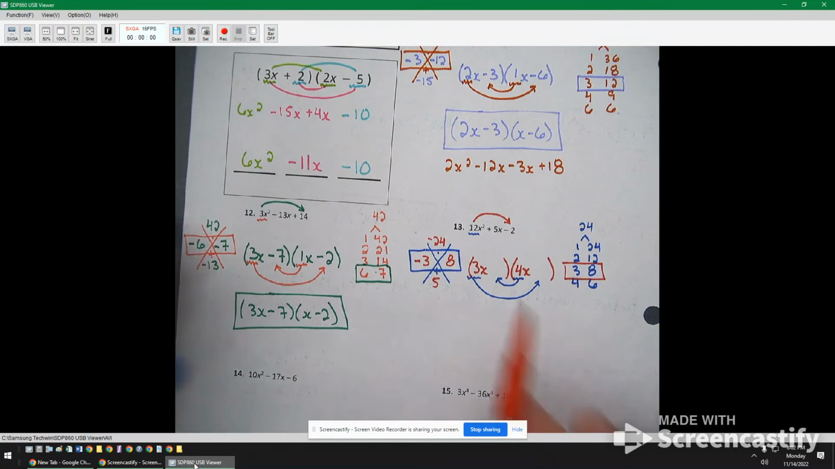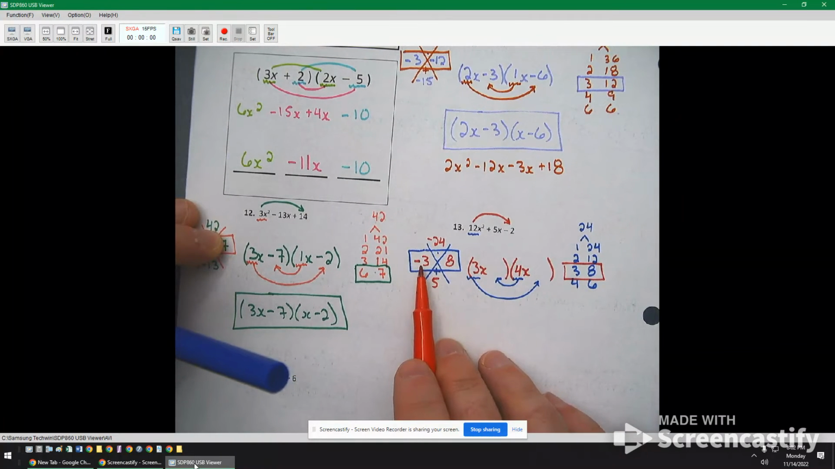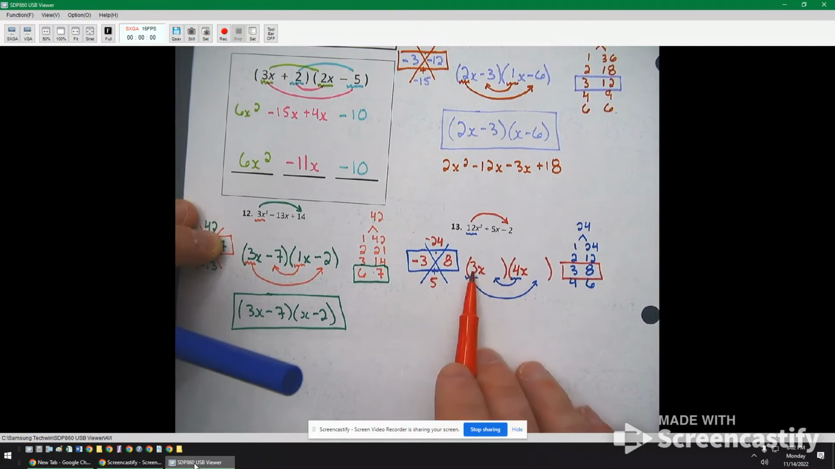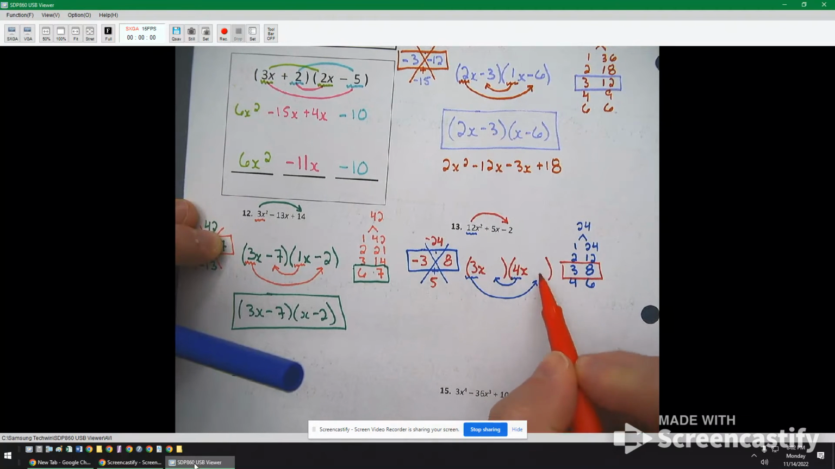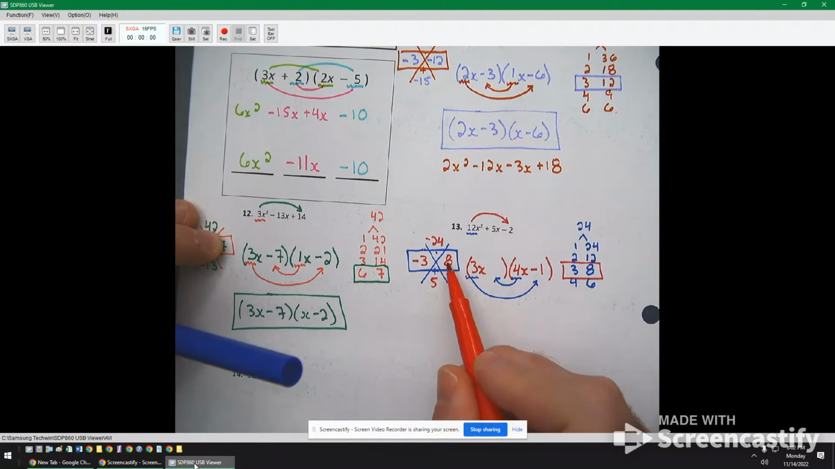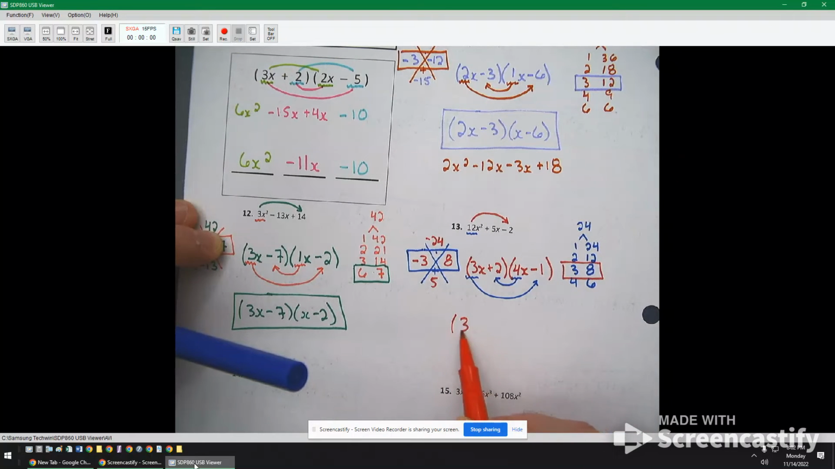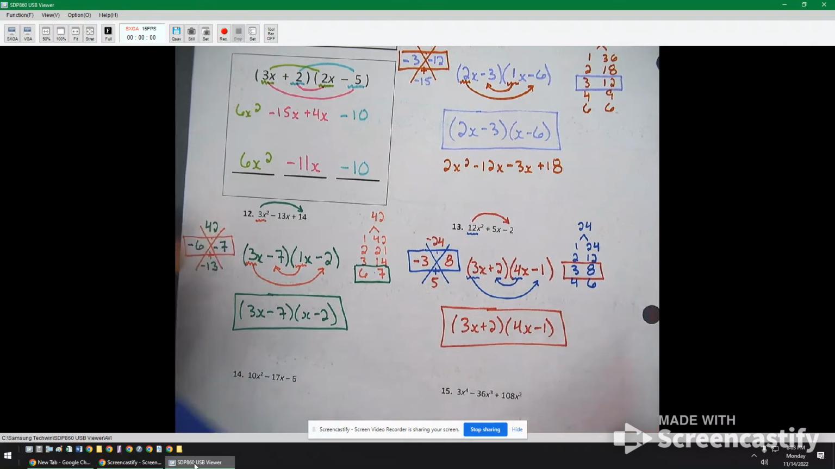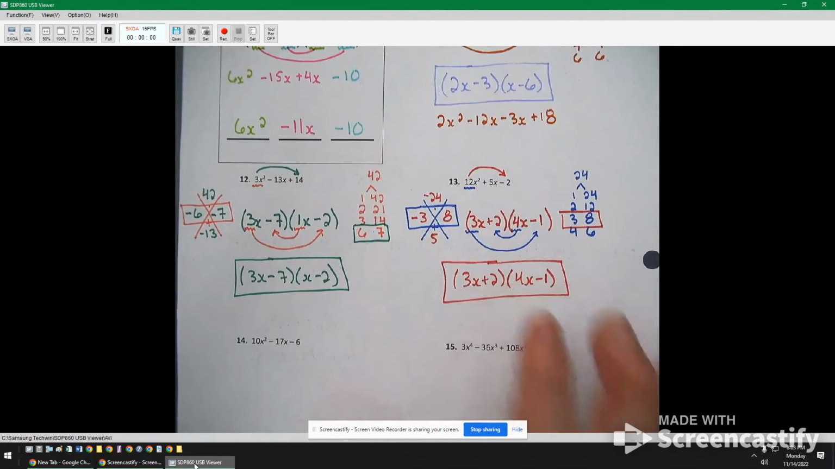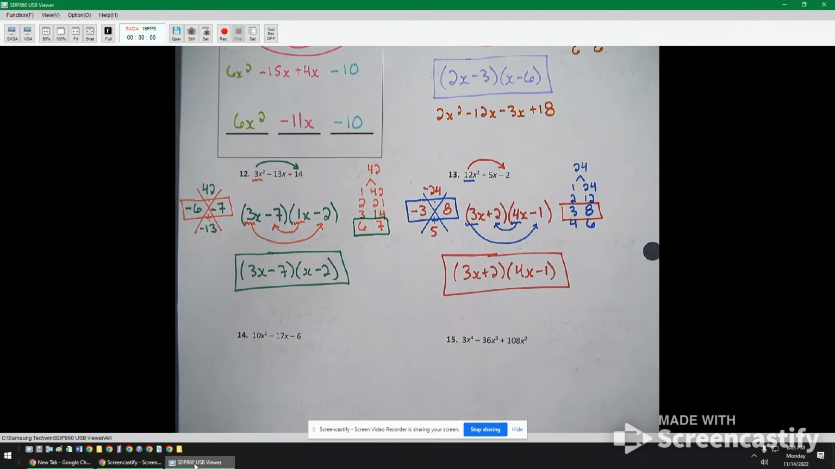All right, now let's look at what we have and what we need to build. I need to build a negative 3. So if this is a 3, I'm going to use the 3 to build a negative 3 with a negative 1. I can build an 8 with the 4. That means that has to be a positive 2, and I would have 3x plus 2 and 4x subtract 1. Distribute it if you want to. You would end up with 12x squared plus 5x subtract 2.